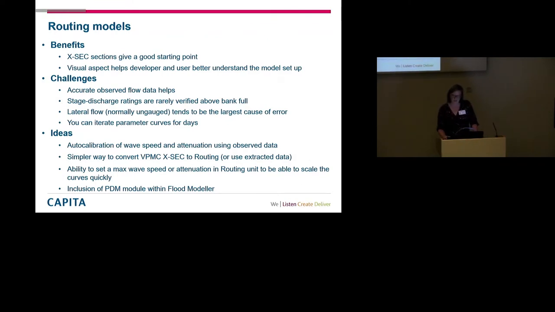Firstly is the option to get the model to auto-calibrate the wave speed and attenuation parameters using observed data. And I'm not providing solutions of how you might do this. Secondly, a simpler way to convert between the Muskingum XX section and the routing section so that you don't need to create a new section or a new node and do a lot of copying and pasting.